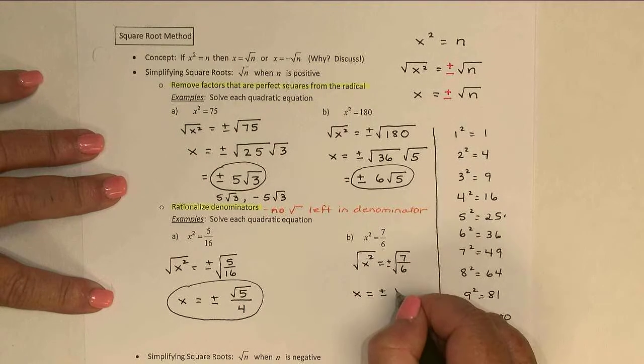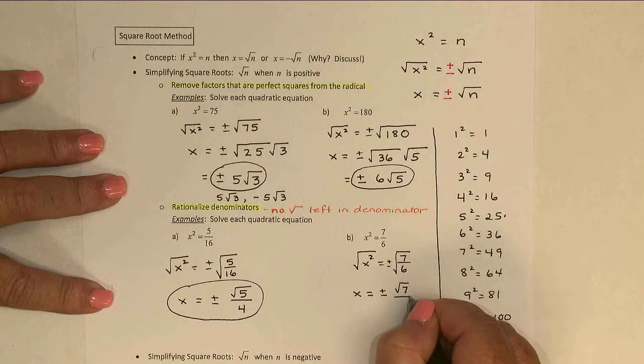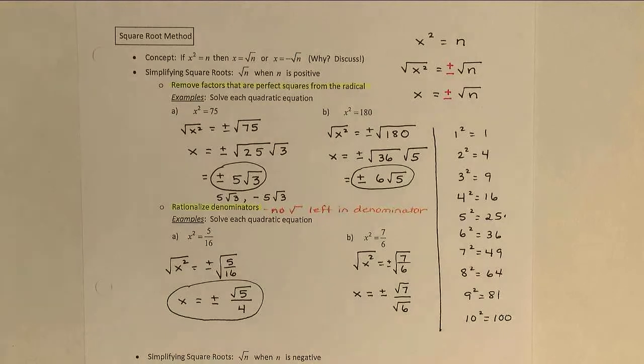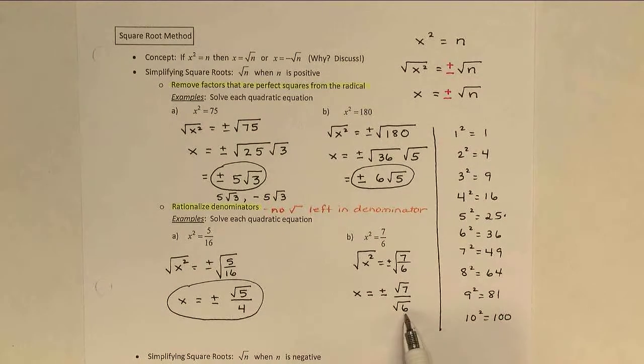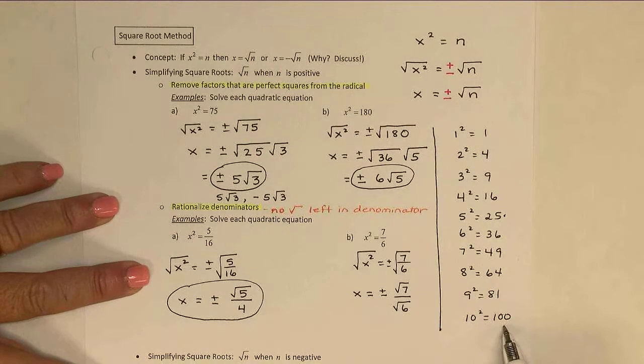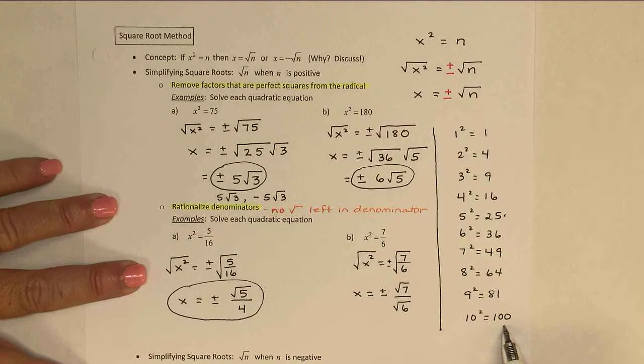And on the top, I've got the square root of 7. On the bottom, I'm going to have a square root of 6. That did not come out evenly. What I want to do is ask myself, what's the smallest number I could multiply 6 by to turn it into one of these perfect squares so that I could take the square root and have it come out evenly? Well, I know 6 times 6 gives me the 36, so that's what I'm going to do.